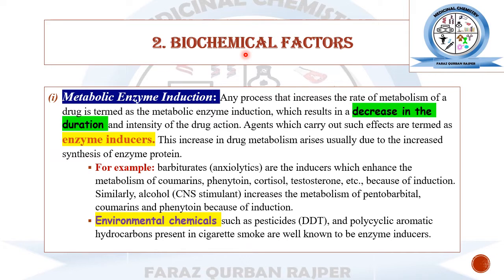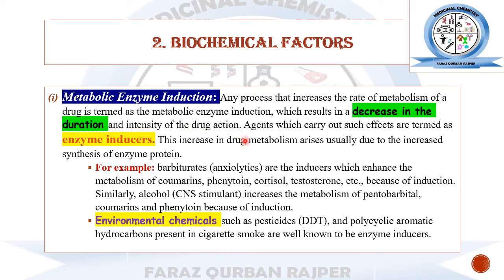Among the biochemical factors, the most important are metabolic enzyme induction and metabolic enzyme inhibition. Metabolic enzyme induction is simply defined as any process that increases the rate of metabolism of a drug. How is the rate of metabolism induced? Because of an increase in the activity of the metabolic enzyme, because of their activation or stimulation. And due to the high rate of drug metabolism, ultimately the duration of action of the drug and its intensity will be reduced.